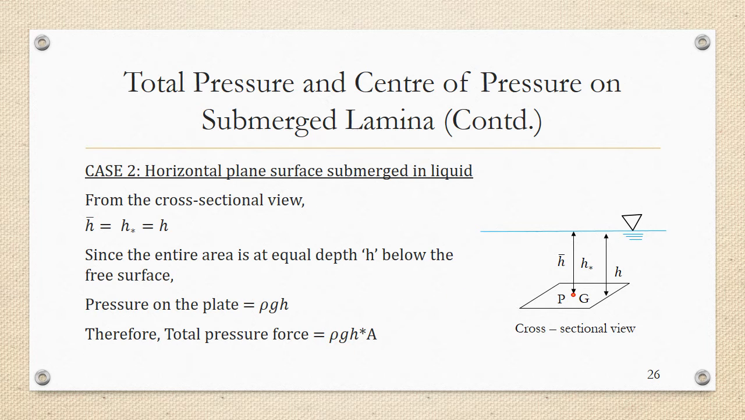So in a horizontal plane surface submerged in liquid, the summary is simple. The distance h bar is equal to h star, which is the distance of the center of pressure from the free surface, and it is equal to the depth h at which the body is submerged. Therefore the total pressure force can be written as rho g h, which is the pressure at any point on the plate, into the area of the plate.